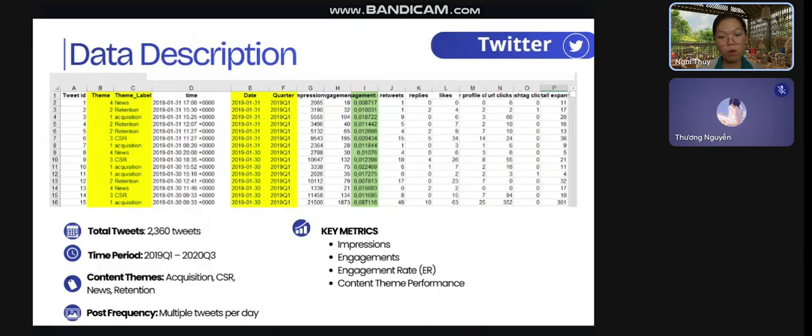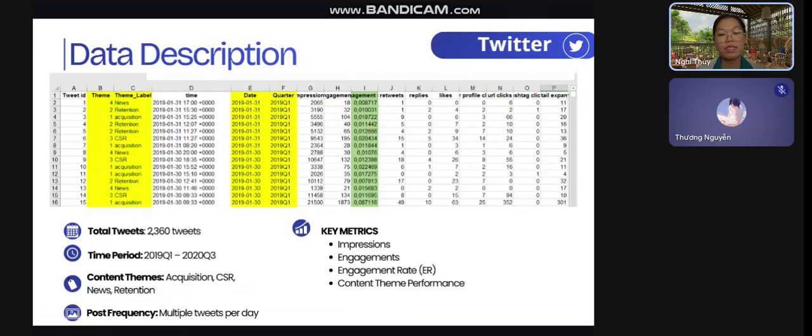Similar to Facebook, the tweets are grouped into four content themes. Since Twitter had a higher posting frequency, this dataset is much larger. The main metrics are impressions, engagement, and engagement rate. These metrics allow us to compare Twitter performance with Facebook.